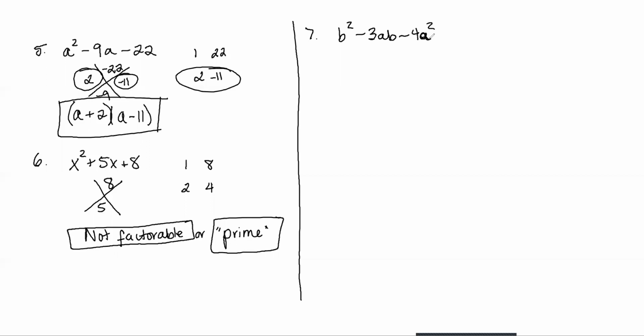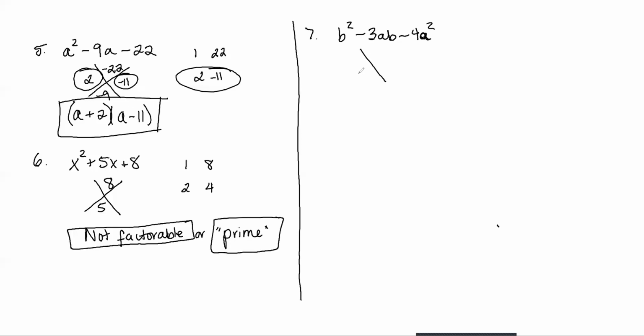And if we look at all three of our terms, we have a b in the first two terms, not in the last one. We have a's in the last two terms, but not in the first one. They don't have any numbers in common, so we can't actually factor out a GCF. But because it starts with just a b squared, there's no coefficient in front. We know that we're able to do this kind of factoring.